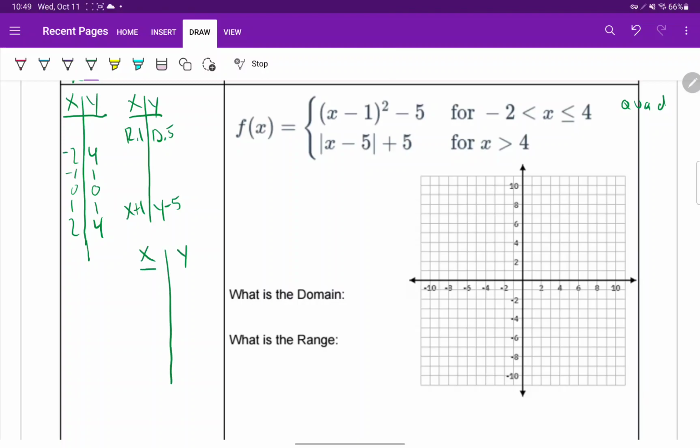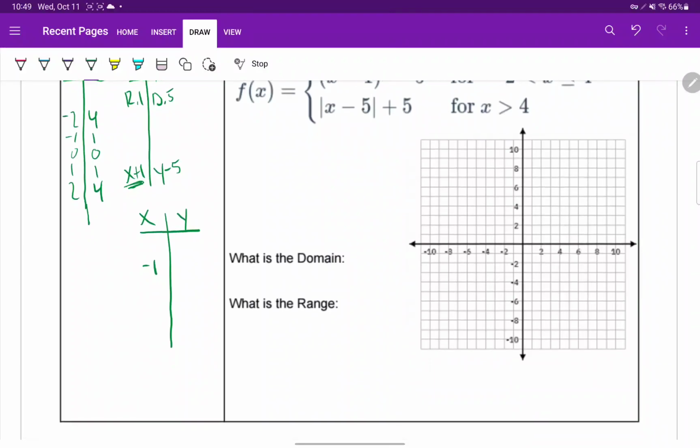All right, so to the x values right here, I'm going to add 1 to each x value. So -2 plus 1 is -1. -1 plus 1 is 0. 0 plus 1 is 1. 1 plus 1 is 2. And 2 plus 1 is 3.